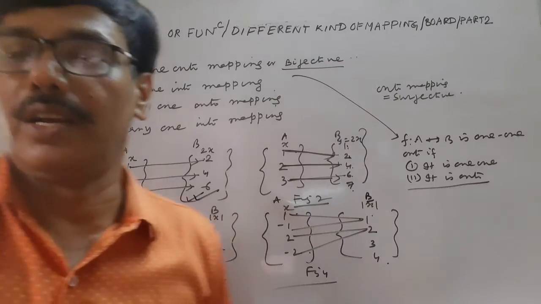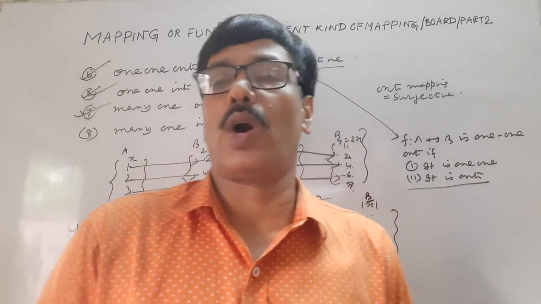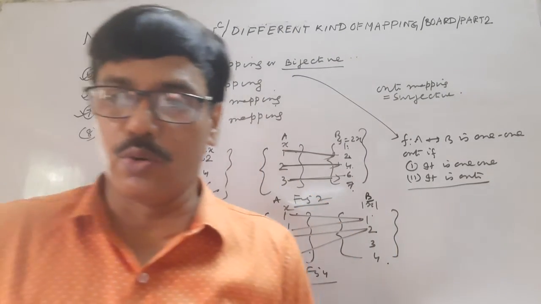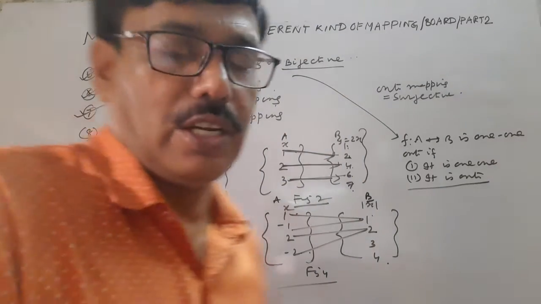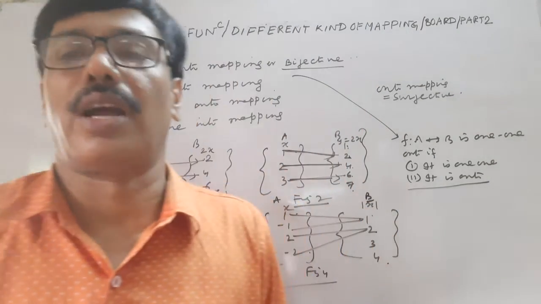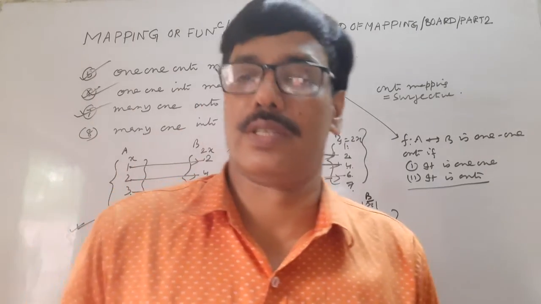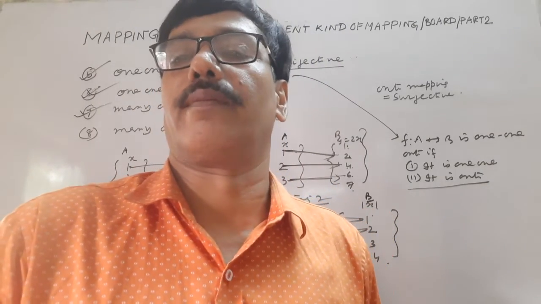So different kinds of functions: mainly one-one, many one, onto, into, and combinations of these. So these are different types of functions or mappings.